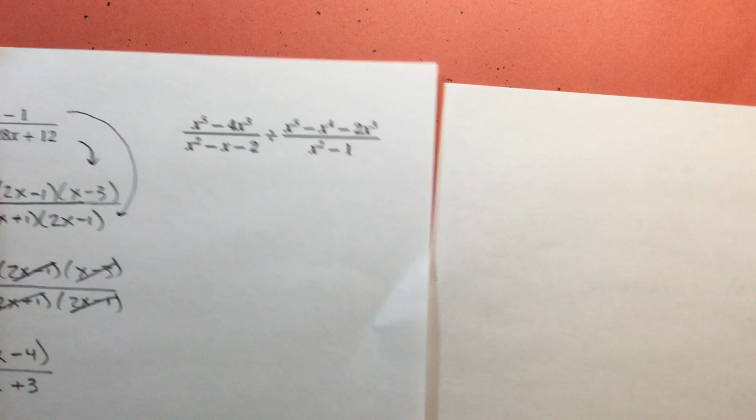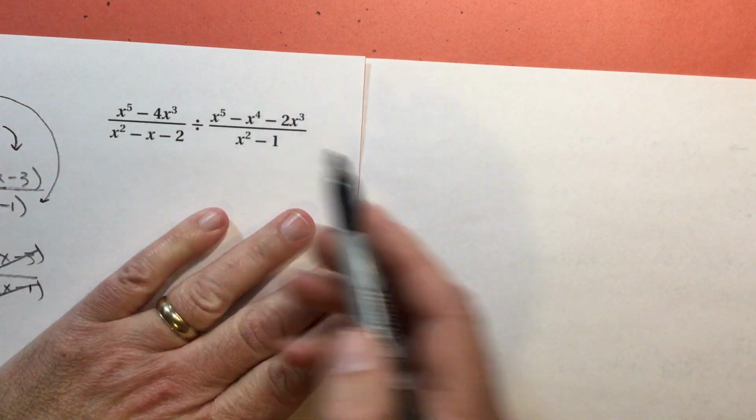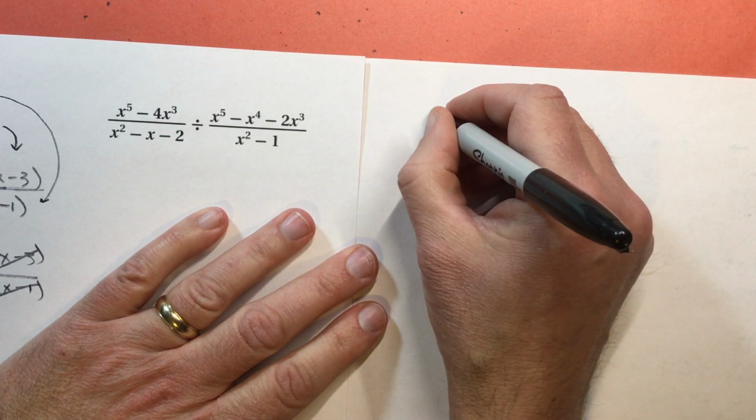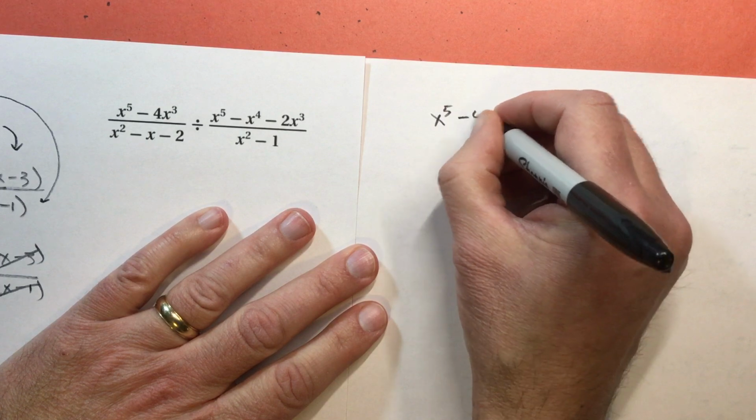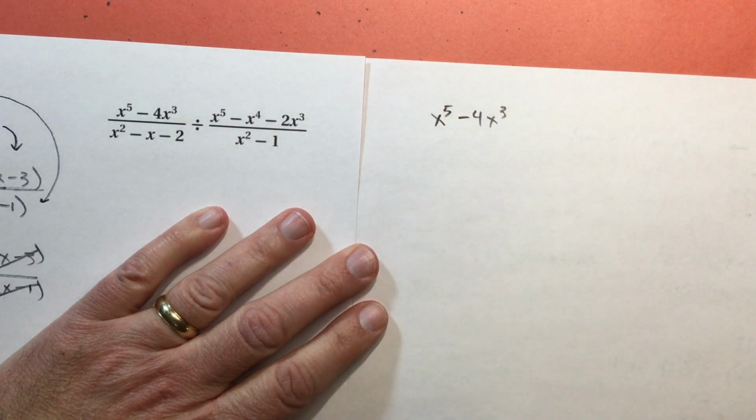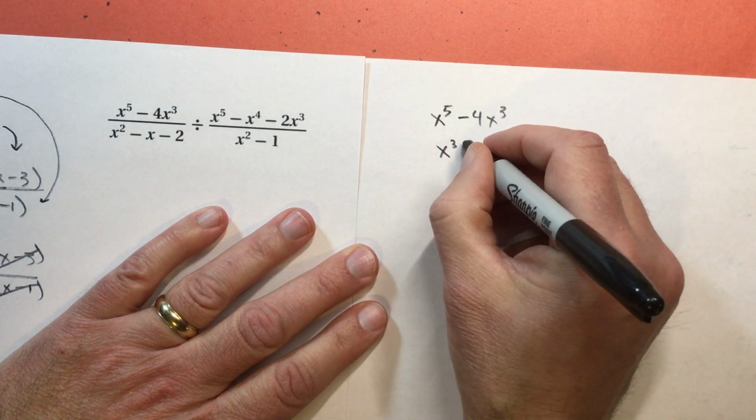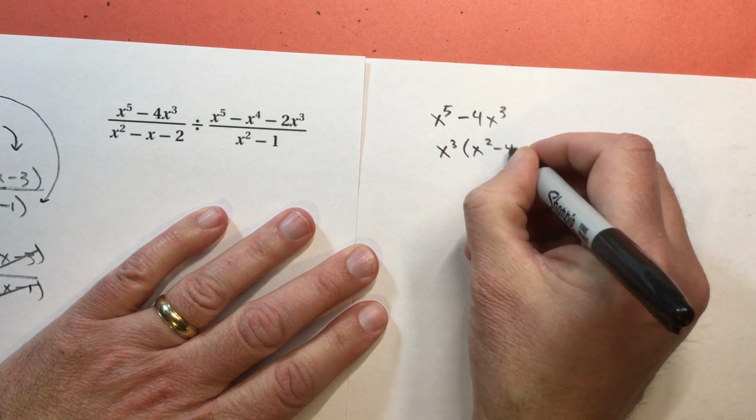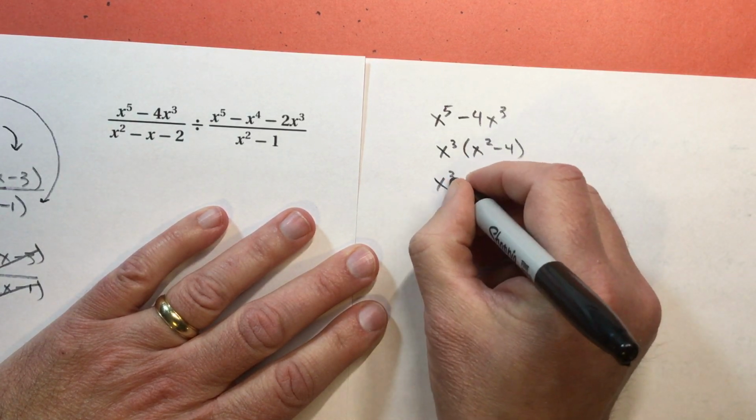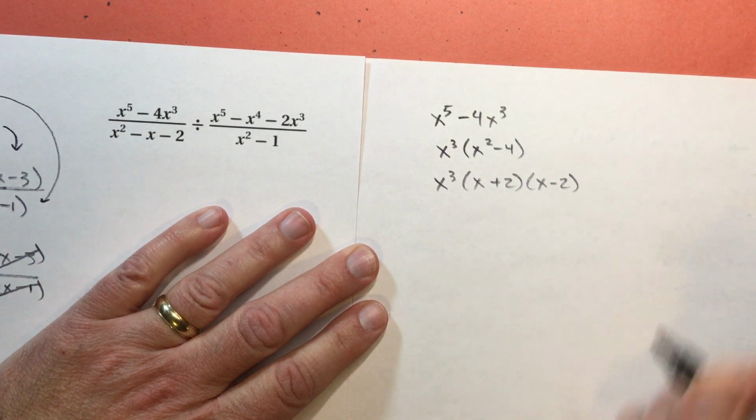I'll split screen it the old way. I got x to the 5th subtract 4x squared. So it looks like I got x to the 5th, I'll write subtract 4x cubed. I have a common factor, x cubed. I'll leave it x cubed instead of x times x times x. X squared minus 4, that's the difference of two squares. So I get x cubed times x plus 2 times x minus 2.